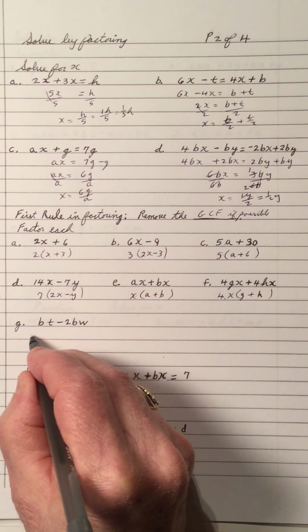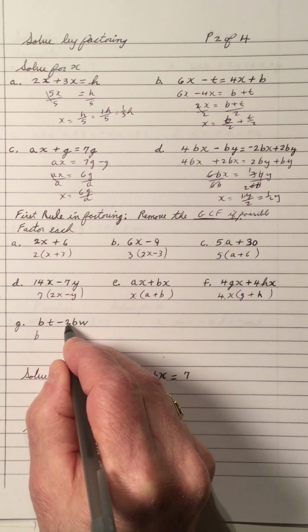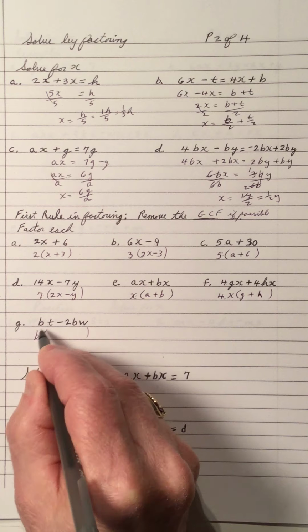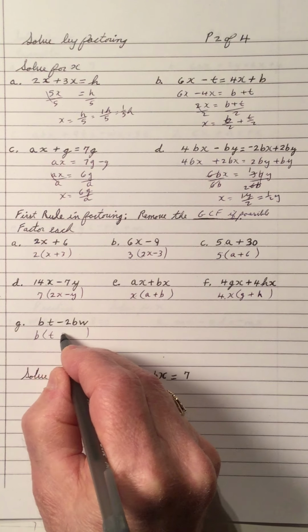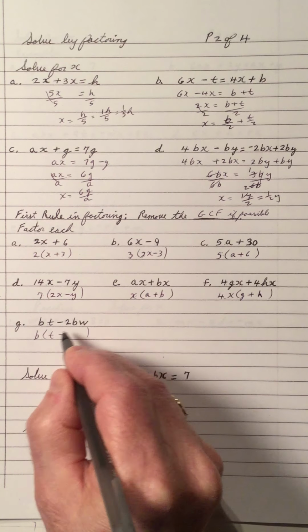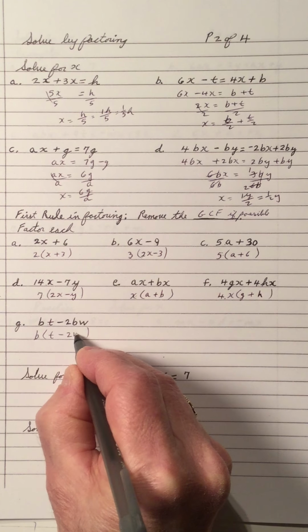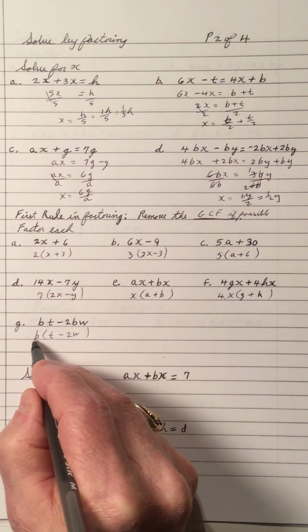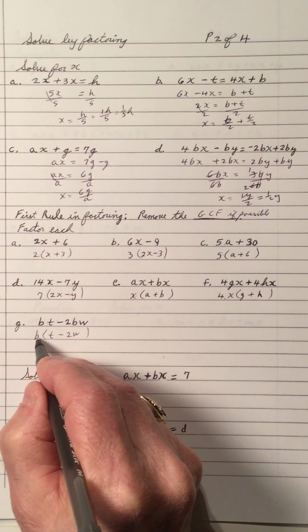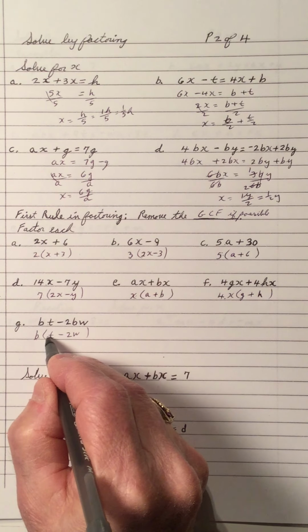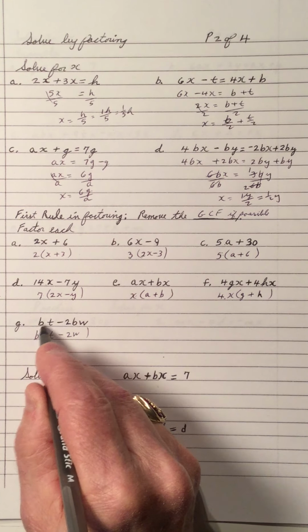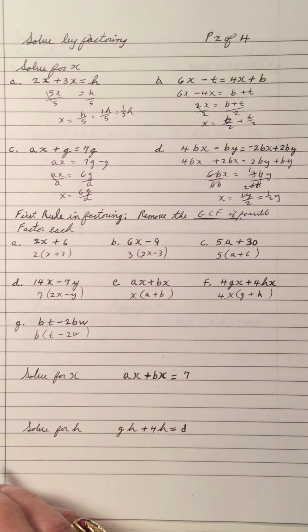I see a b. There's no numbers because that's a 2 and that's a 1, so I take the b out. bt divided by b is t, and 2bw divided by b is 2w. Notice b times t is bt, b times 2w. So notice when you divide, the b's are canceling out because the b is here, so when you're dividing, the b's cancel in both of these.